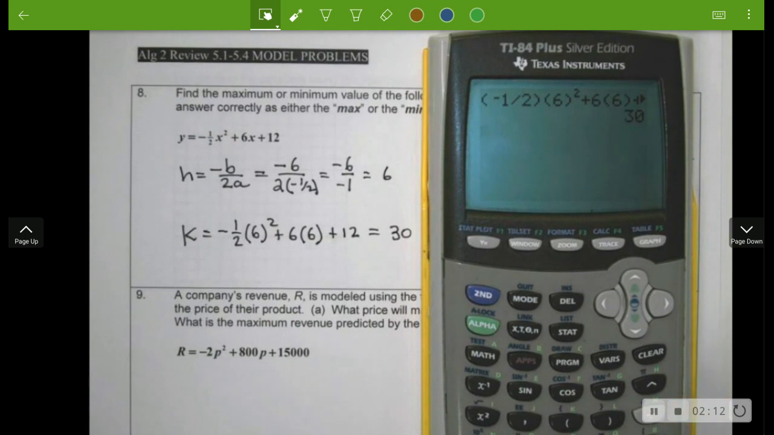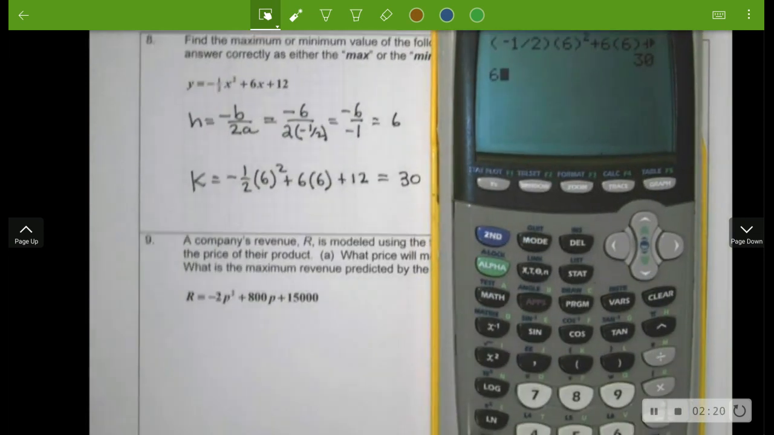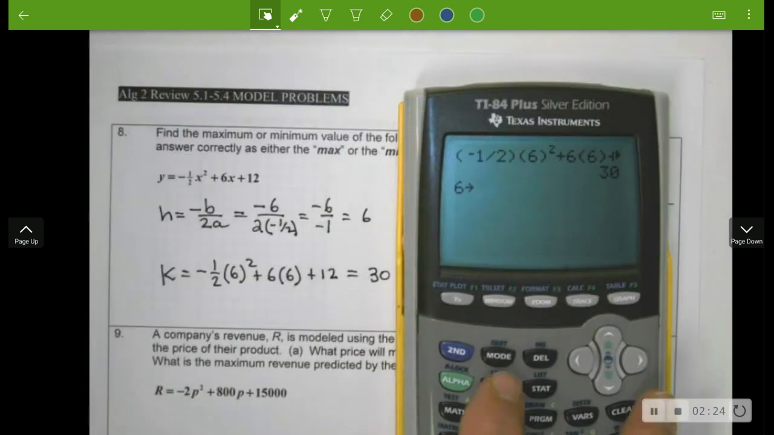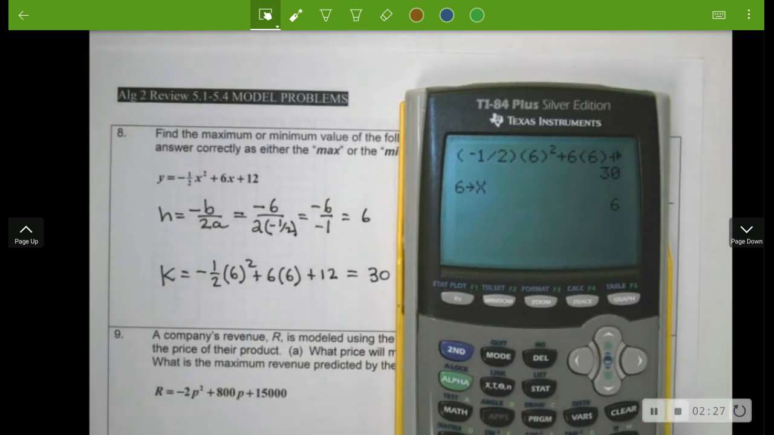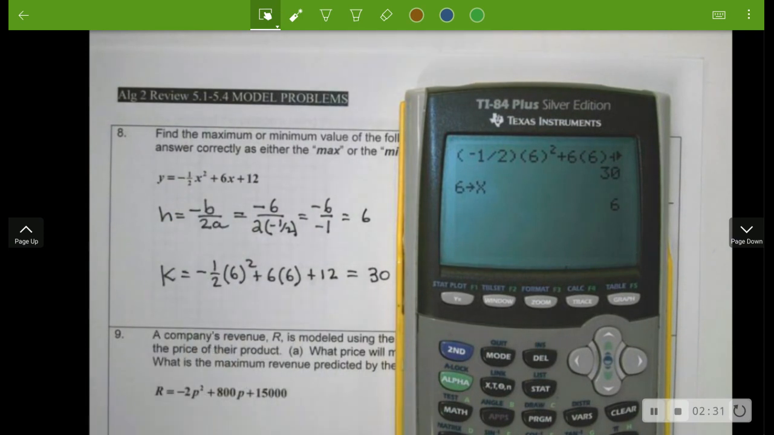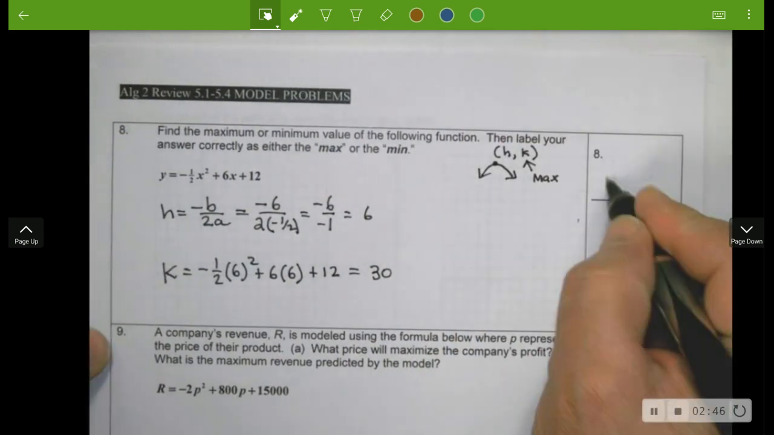Another way to accomplish that is to store the value that you're plugging in. So we're going to say 6 and go down to the stored key, which is down here, and store that as a value of x. So now you can type the equation, and it's going to put 6's in for those x's. So negative 0.5, I'll do that for the negative 1/2, x squared plus 6x plus 12. This should give 30 also. So the maximum is k equals 30.